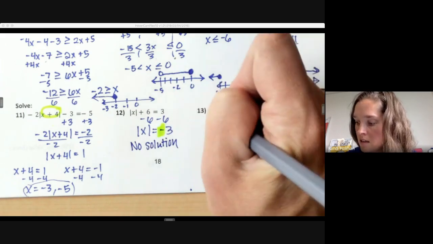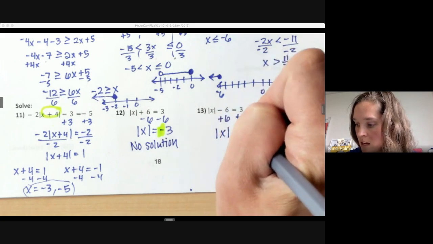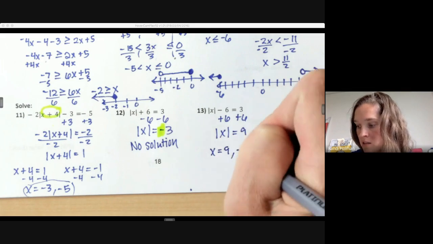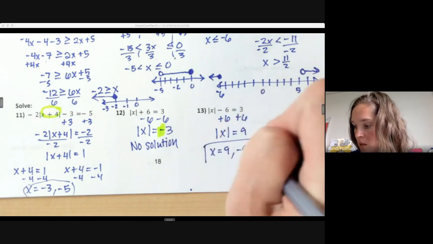Okay, here, isolate your absolute value. +6, +6. Absolute value of x equals 9. That's perfectly fine. That just means x equals 9 or x equals -9. I don't have any additional solving I need to do there. Let's check and make sure that one works.